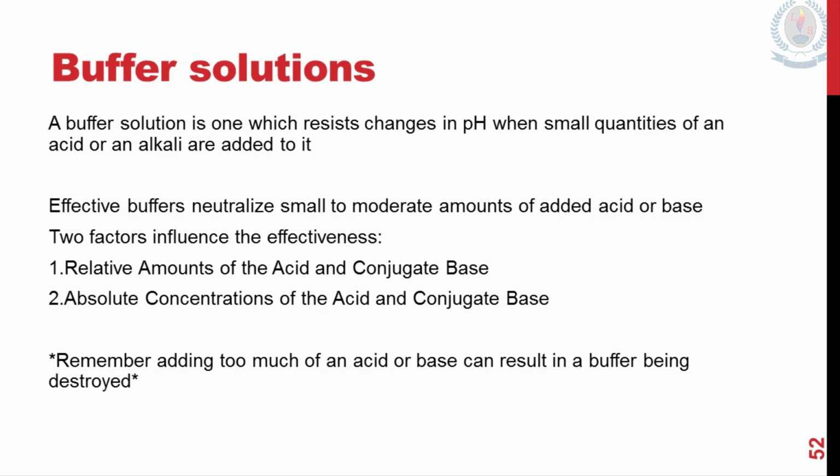2 factors influence the effectiveness. The first one is the relative amount of the acid and conjugate base, and the second one is the absolute concentrations of the acid and conjugate base. You have to remember, adding too much of an acid or a base can result in the buffer being destroyed. There are so many buffers in day-to-day life. In a biological buffer, we all know human blood is a biological buffer solution. Like that, find some other buffer solutions used in day-to-day life.